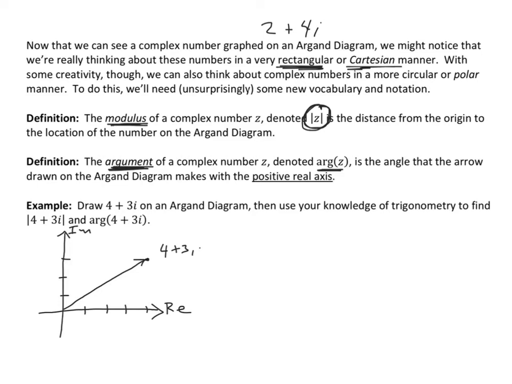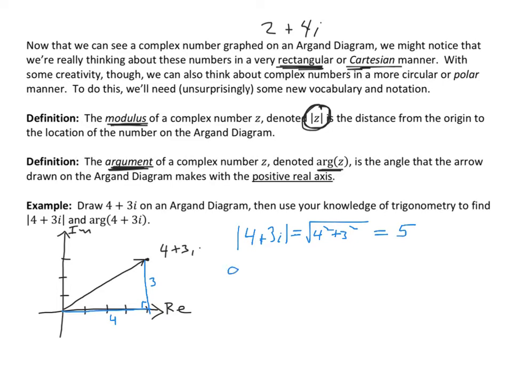Now I need to use my knowledge of trigonometry to find the magnitude and the argument. Well, to use trigonometry, I really need a triangle here. So imagine that we have this right triangle. We knew that the real part was 4 and the imaginary part was 3. And so we can pretty quickly find that the modulus will be the square root of 4 squared plus 3 squared. It's actually a Pythagorean triple, so that's going to end up being 5.